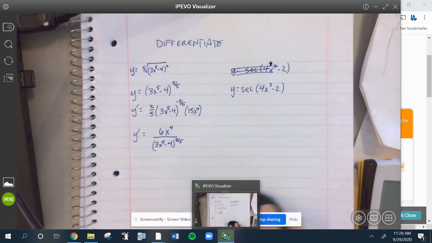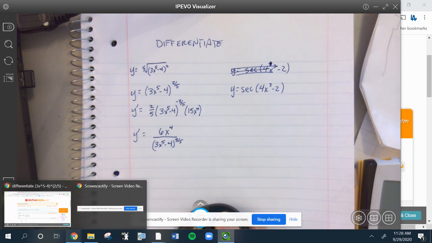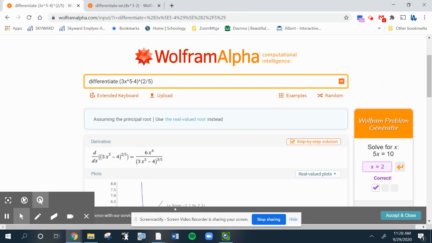So I pre-checked these on Wolfram Alpha, so let's just make sure. The derivative of this function is 6x to the fourth over 3x to the fifth minus 4 to the 3/5. So that one was correct.